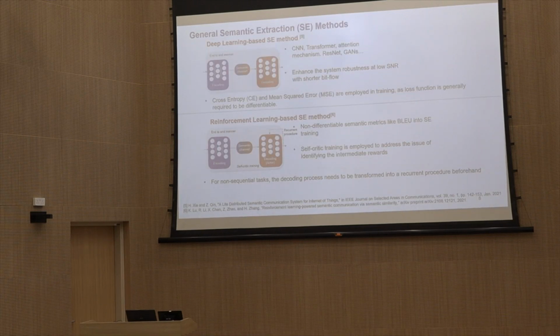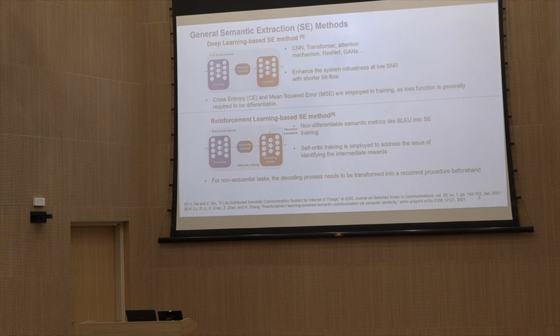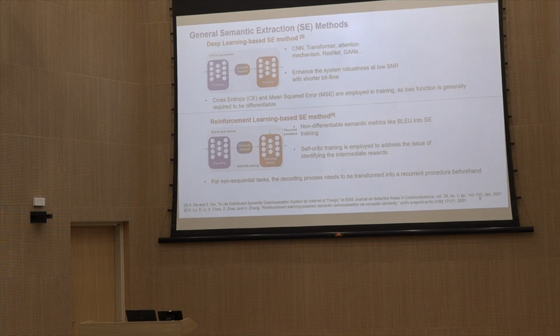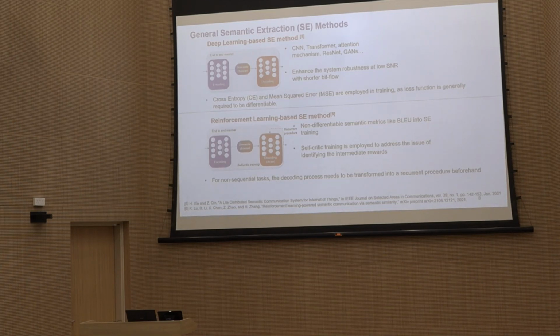In semantic communication, semantic extraction methods are important components. We can look at deep learning-based semantic extraction methods that utilize convolutional neural network, transformer, attention mechanism, ResNet, generative adversarial network to obtain semantic information from the input data. This will enhance the system robustness at low signal-to-noise ratio due to the shorter bit flow.